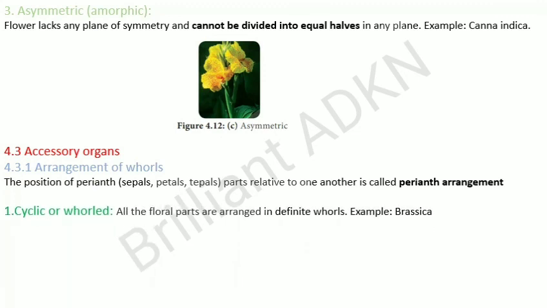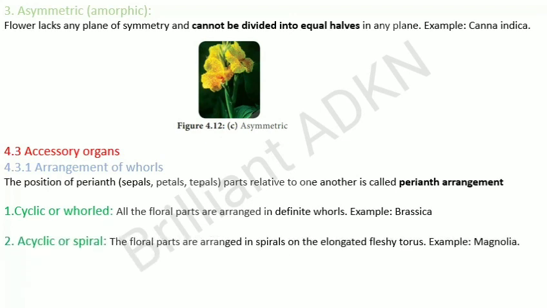In perianth arrangement, the first type is cyclic or whorled. All the floral parts are arranged in definite whorls. Example, Brassica. If the floral parts are arranged in definite whorls, it is said to be cyclic or whorled type.